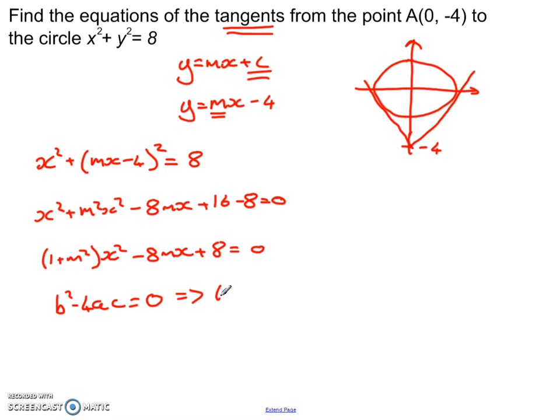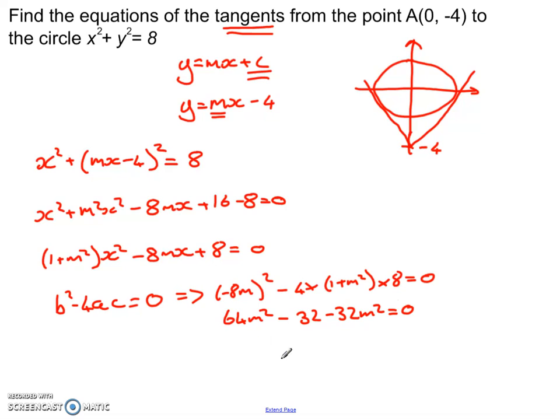So if we put it all in there, we get (negative 8m) squared, take away 4 times a, which is the (1 plus m squared), times the 8, and that equals 0. Multiply all of these out, so the 8m squared gives me 64m squared. Take away, well, 4 8s are 32, and then multiply out the bracket, I get 32, take away 32m squared, and that equals 0. Simplify this all, I get 32m squared minus 32 equals 0, and now we factorise.